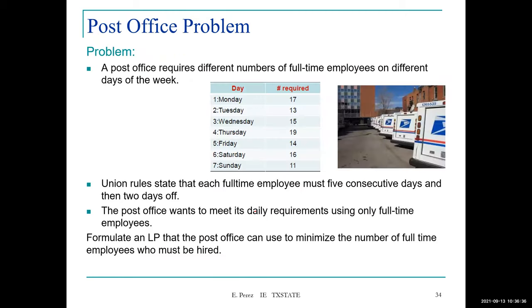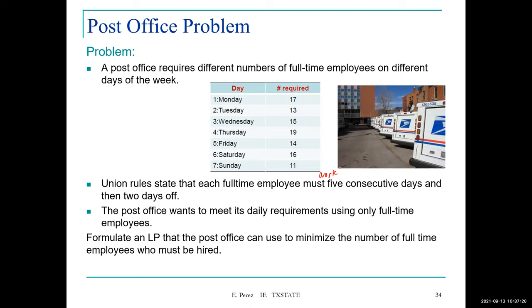And then we have another problem. This is the last one we're going to discuss. I think we're going to leave the lab for Wednesday. A post office requires different numbers of full-time employees on different days of the week. So again, a similar type of problem, different application. Union rules state that each full-time employee must work five consecutive days and then have 2 days off. So if you're an employee, you want to set up your schedule to work 5 days in a row, and then have 2 days off.